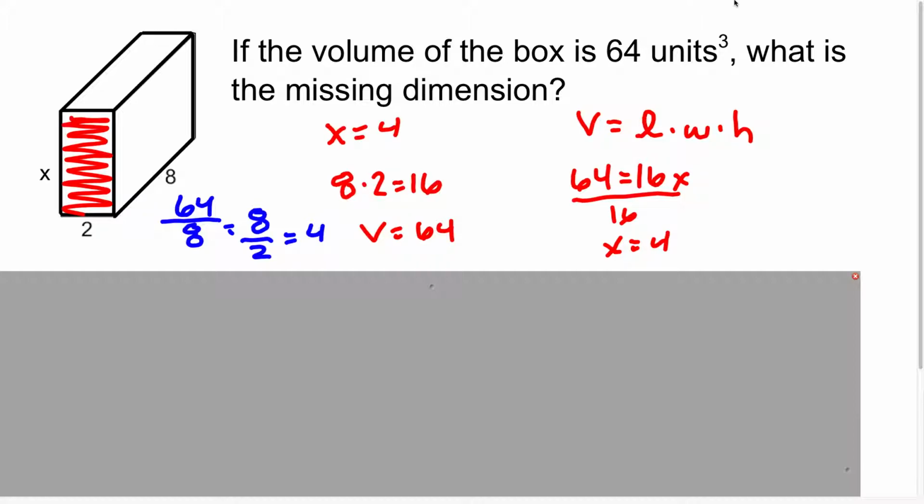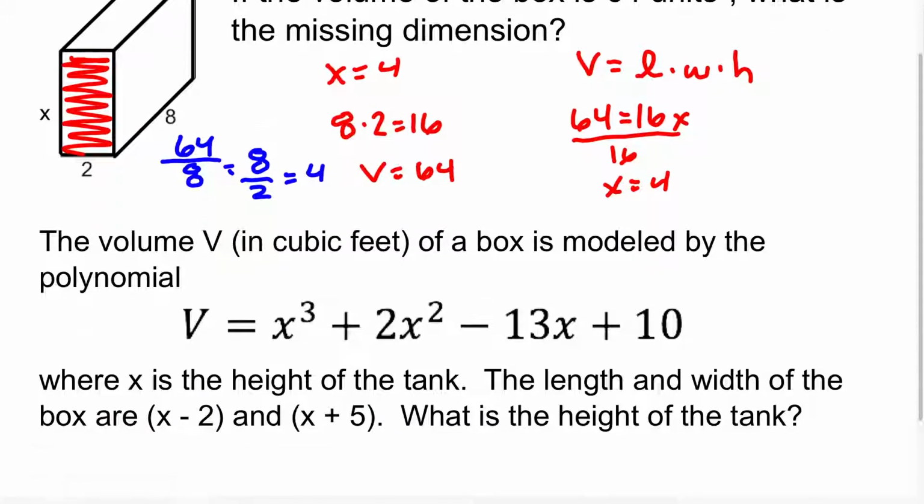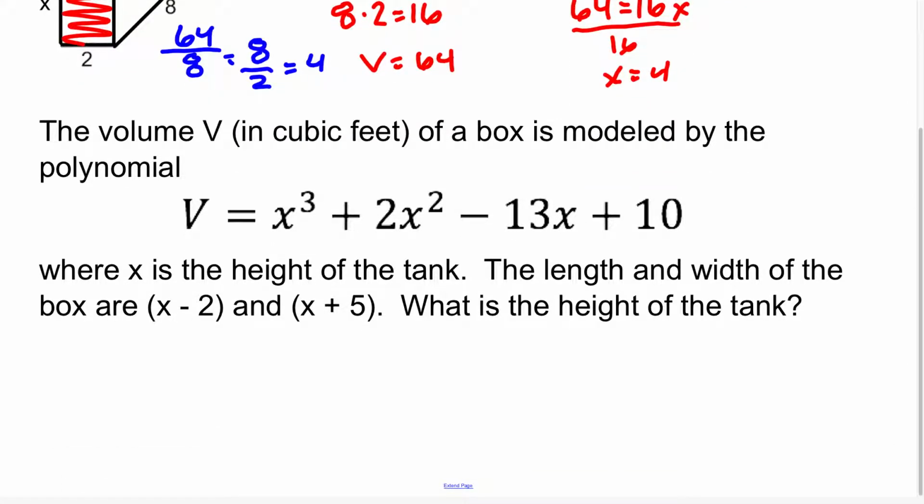So the last one that I want to show you is, what if instead of telling you the number volume for the box, I know that the volume of the box is modeled by this polynomial, which happens to be cubic. Okay. H is the height of the box. It says tank, but I mean box there, I suppose. Box.